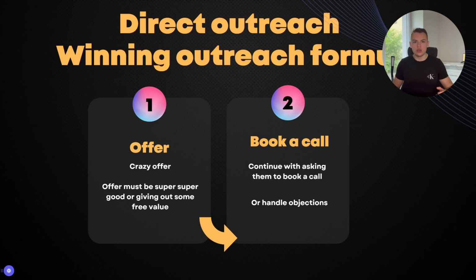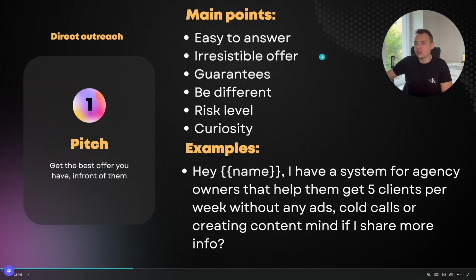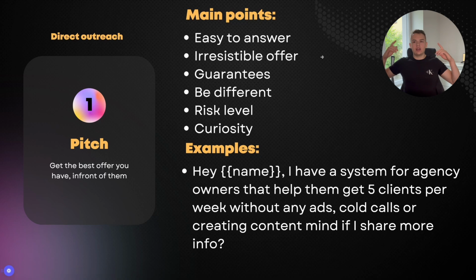So why I am showing you the direct way, it's simple, okay? But the offer must be super crazy. The offer must be really good. If it's just some decent offer, you won't get good results. But if it's a crazy offer, you will get crazy results, okay? Then you just book a call. So the main points in sending out the offer in the first DM: how should the offer look? How should the page look?